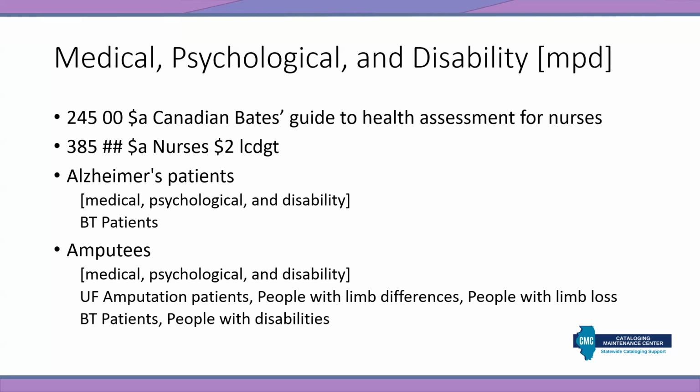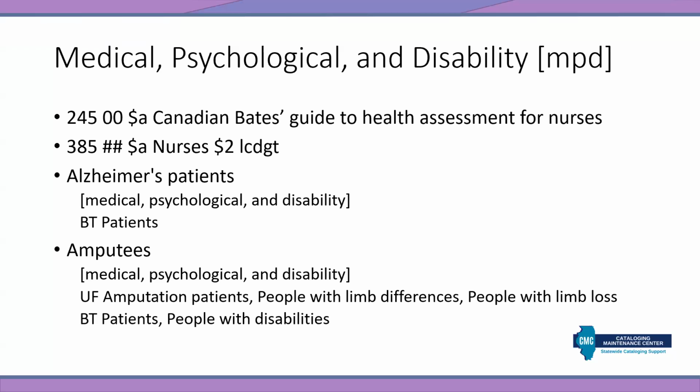The first example on the slide is for a bibliographic record and was taken from L550, MARC coding for audience in bibliographic and work authority records from the LCDGT manual. The second and third examples can be found in the LCDGT list. So our first example, we have a 245 Canadian Bates Guide to Health Assessment for Nurses with a 385 of nurses in subfield a, and then subfield 2 LCDGT.